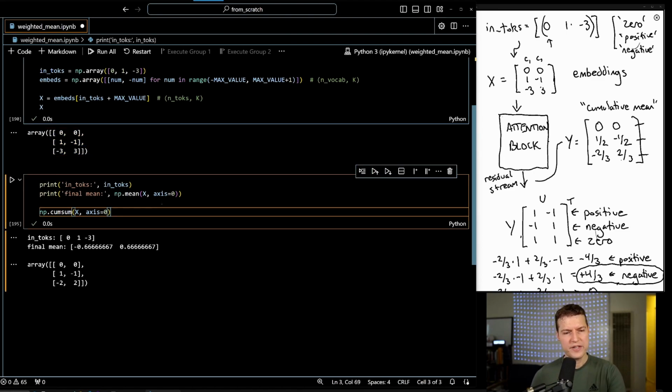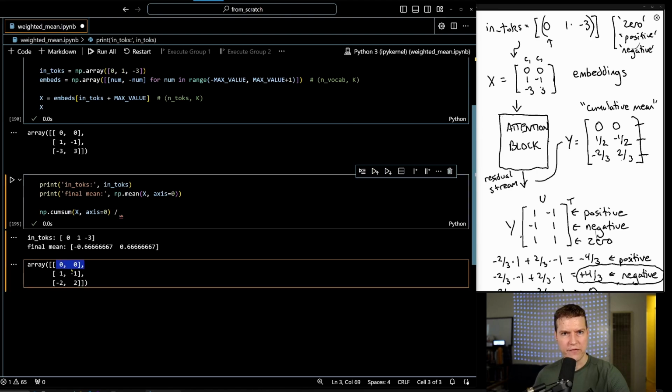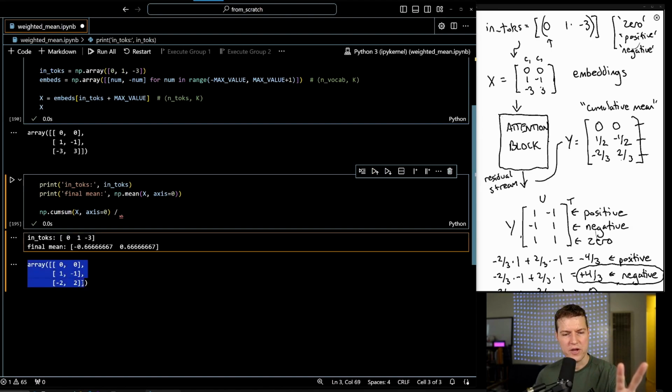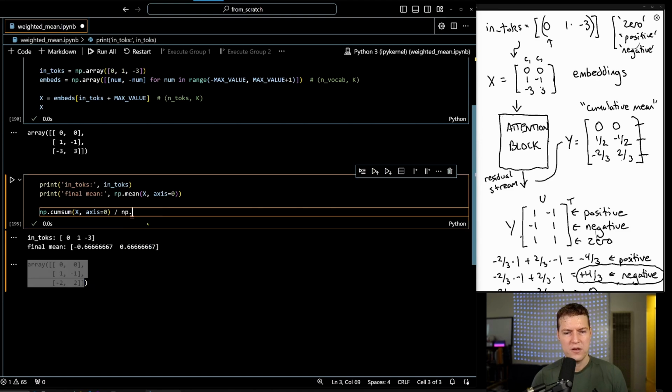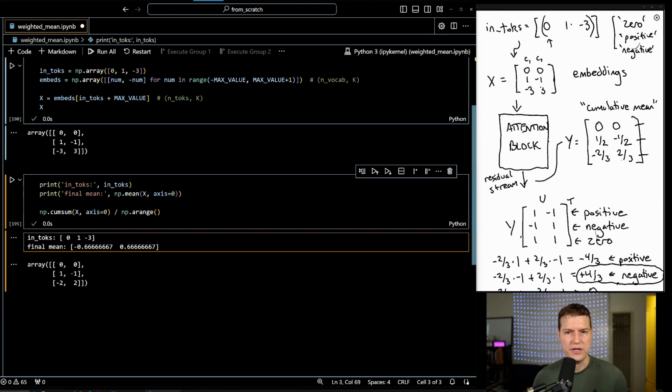But this isn't the mean. To compute the mean, I'm going to have to divide by how many elements. If I just have the first token, I have 1. If I have the first two, I have 2, and then I have 3. So all I'm really doing here is computing a range, just like I did up here.